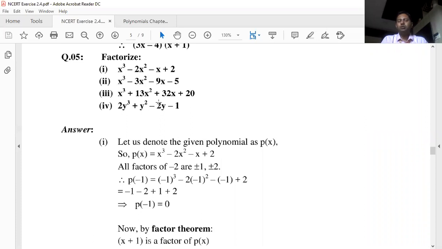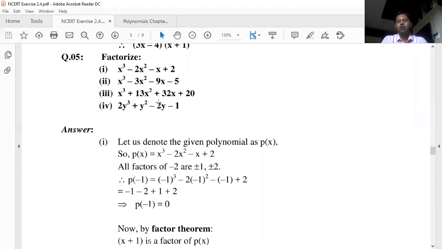We need to substitute these possible factors. While substituting P of minus 1, we'll get minus 1 cube, minus 2 of minus 1 square, minus of minus 1, and plus 2. Minus 1 cube is minus 1, minus 2 times minus 1 square is minus 2, minus of minus 1 gives plus 1, and plus 2 as it is. In the positive sign, we have 2 and 1, that is 3. In the negative sign, we have minus 1 and minus 2, that is minus 3. Then 3 minus 3 is 0. So P of minus 1 is 0.